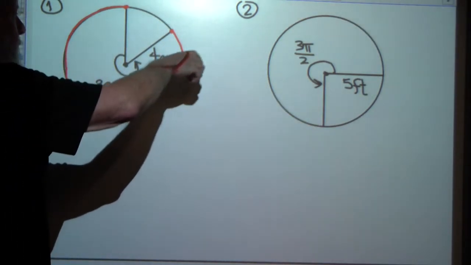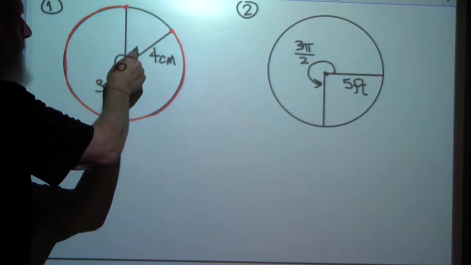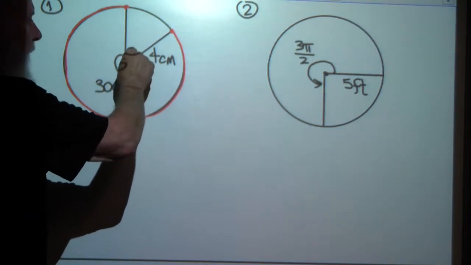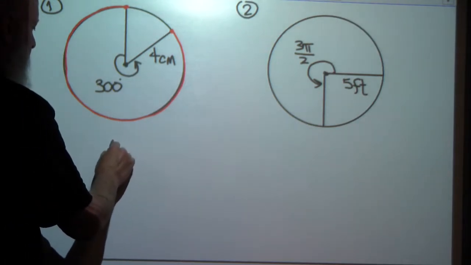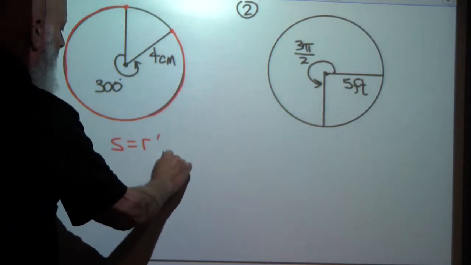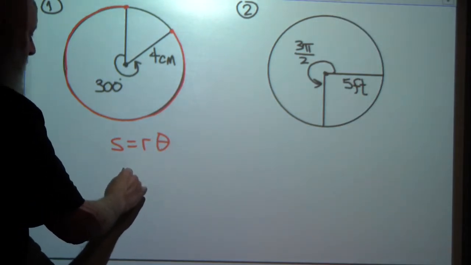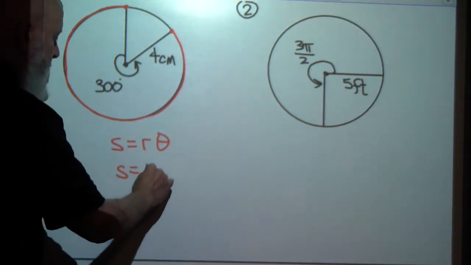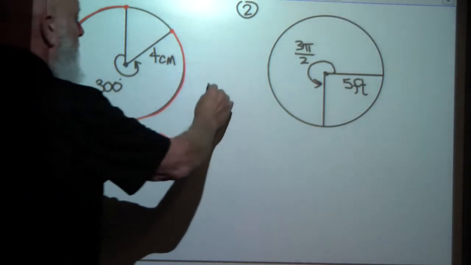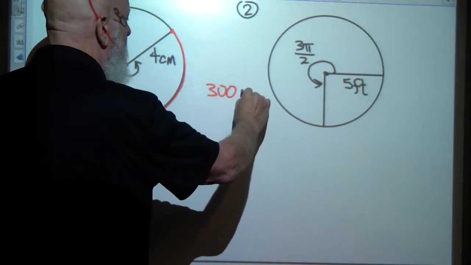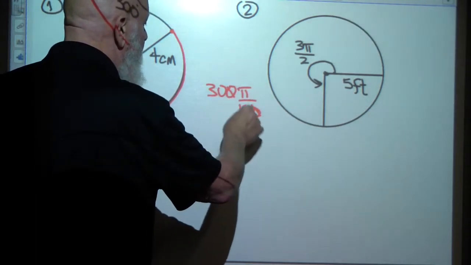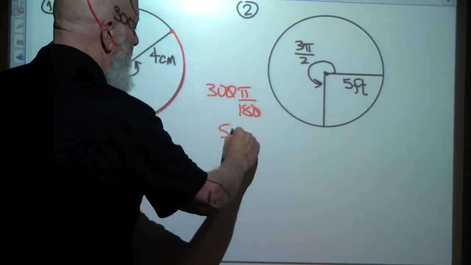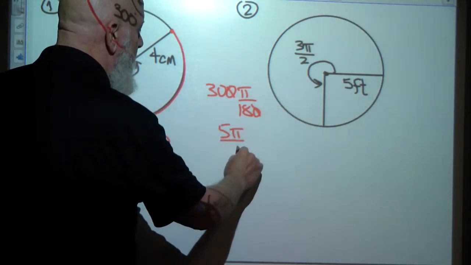If the 60-degree angle had been inside here, we would be looking for that arc, but it's not. So we're going to find the length of this major arc using the formula S equals R theta, where theta is in radians. I'm looking for S. R is given as 4 centimeters. Theta is given in degrees, so I'm going to change that to radians real quick. Both divided by 6 would be 5 pi over 3 radians.